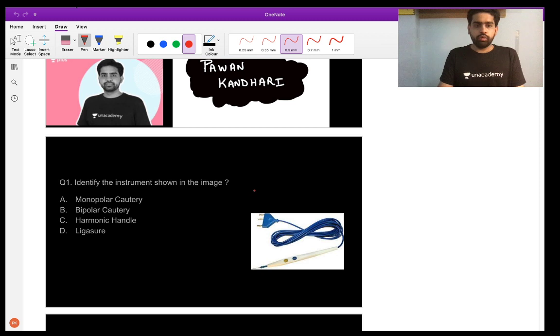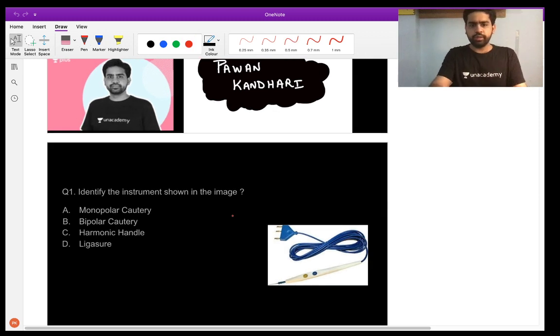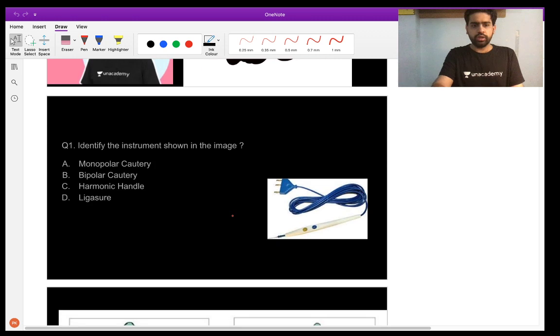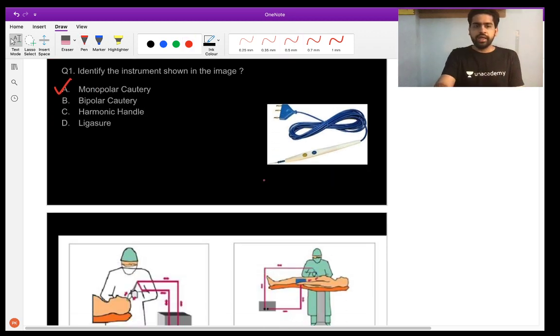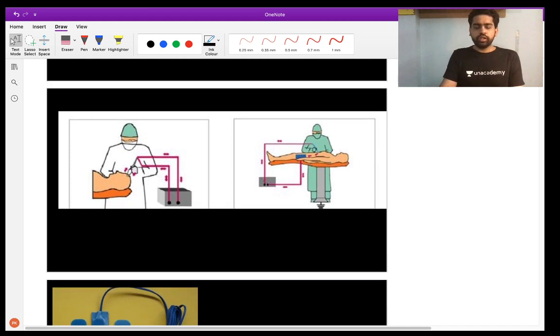Right, so the first question was: identify the instrument shown in the image. This was a pretty simple question, and the answer is no doubt monopolar Quadtree. So it was a very simple question. This is a monopolar Quadtree, and I hope every one of you has got this right. Now we'll take some time to discuss the Quadtree a bit.